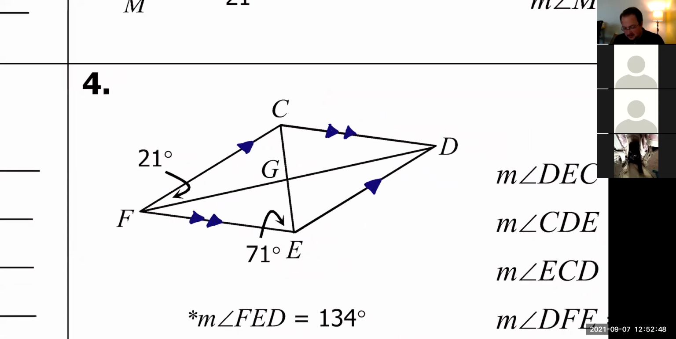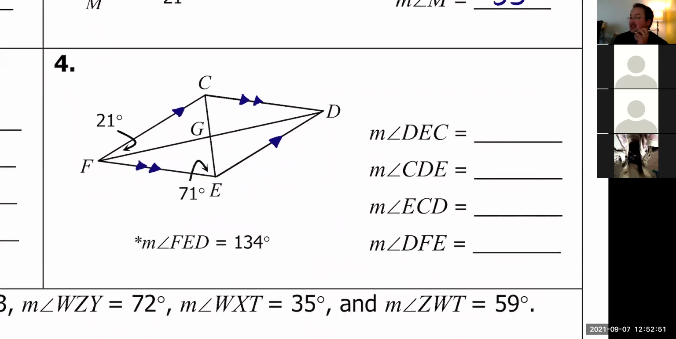And as a result, if you think about it, the diagonals then also behave like transversals, which means we open up a whole new list of options dealing with alternate interior angles and things like that. So on this one, we're looking for the measure of angle DEC, which is right here. Do we have enough information for that right now? No. Ooh, this one's sneaky.